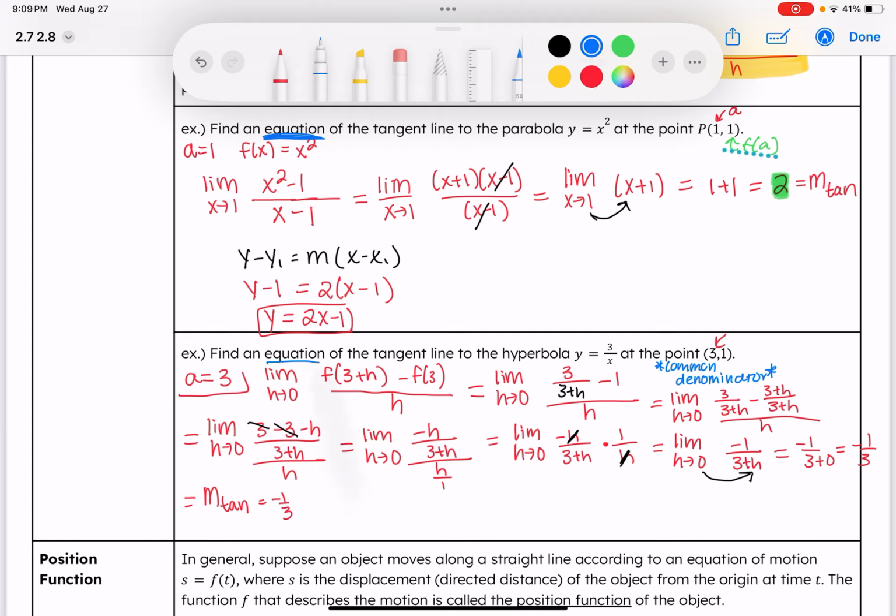Again, they want us to find the equation of our tangent line. And that equation comes from your point slope form. So you need a point that falls on this graph, which is 3 comma 1. And from there, we can use our point slope form to find the equation of a tangent line. Okay, so I'm going to plug this in. y minus 1 equals, what's my slope? We just found it's negative 1/3, times x minus 3. And my little arrow to show what it simplifies down to is y equals negative 1/3 x plus 2.